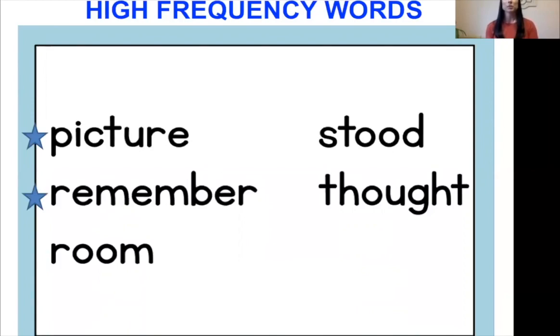Remember, room, stood, thought. Let's read the words together this time for more practice. Ready? Picture, remember, room, stood, thought. Great reading. Now it's your turn to read the words by yourself. Ready? You got it. Now we are fully prepared to read our text successfully.